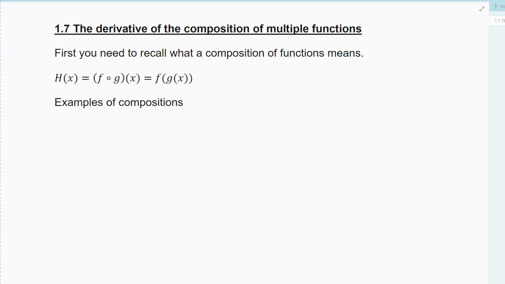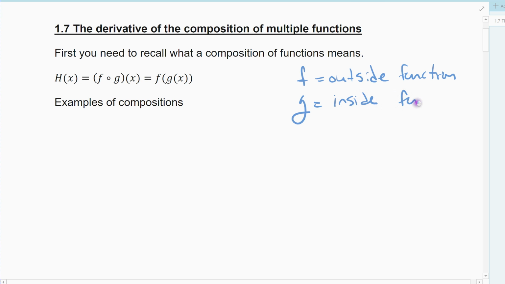My big function h of x is really two little functions that I've composed. I've taken the function f of x and inputted g of x inside it. So there are two functions, an outside function and an inside function. f would be my outside function, and g is the inside function. We're taking g and putting it inside f of x.